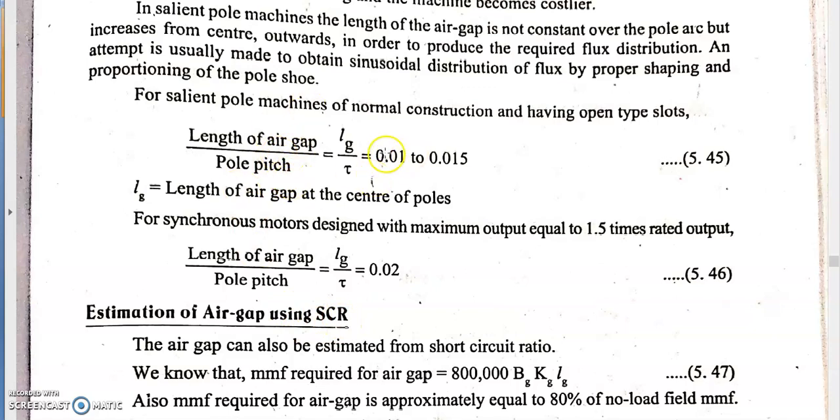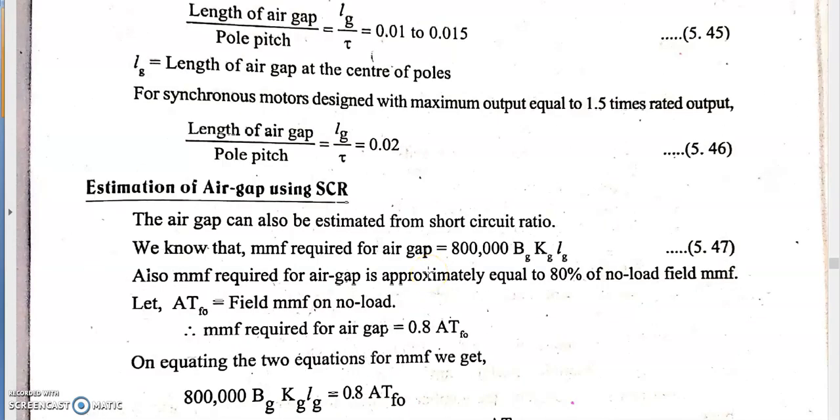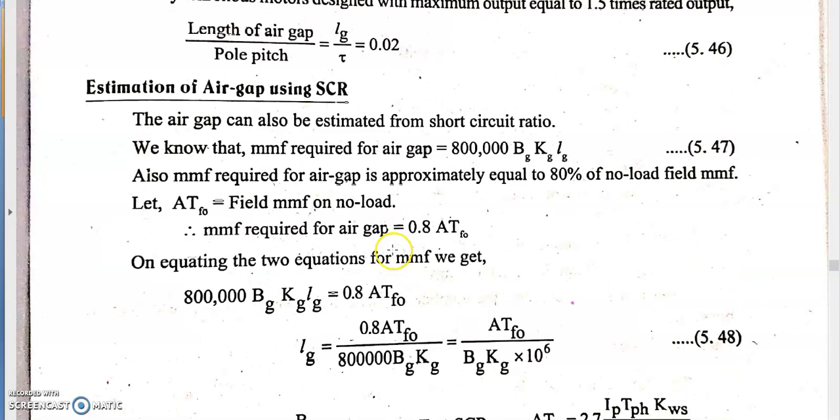So first method, Lg by tau for a salient pole machine is 0.01 to 0.015, and for synchronous motor designed with maximum output, that is 1.5 times of the rated output, the length of the air gap to pole pitch Lg by tau is 0.02. Okay, so for normal construction of salient pole machine, this is the ratio of Lg by tau, and this is the ratio of Lg by tau for somewhat higher output machines. And another method is to design this air gap length using SCR.